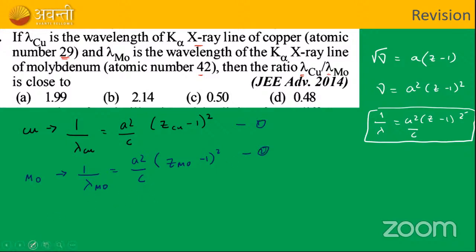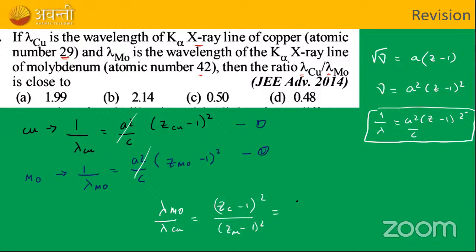The question is simple. So dividing both of them, 1 by lambda of copper divided by 1 by lambda of molybdenum is equal to a square by c, cancel ho gaya because it's a constant. I'm left with z of copper minus 1 whole square divided by z of molybdenum minus 1 whole square. And the denominator goes to numerator. It becomes lambda of molybdenum by lambda of copper is equal to z minus 1 copper whole square and z minus 1 whole square. Okay, we will solve this.